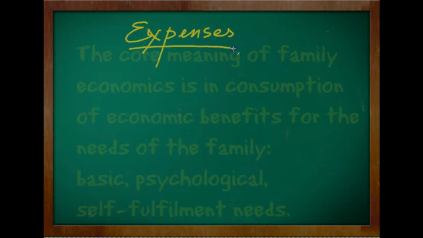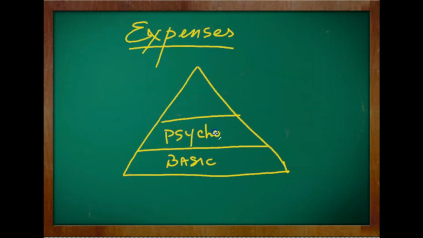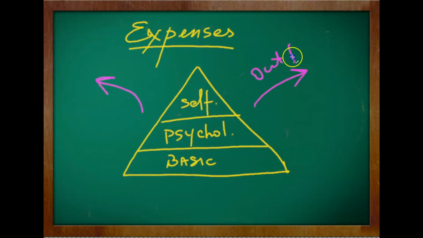The core meaning of family economics is in the consumption of economic benefits for the needs of the family. Basic needs, psychological needs, self-fulfillment needs. We shall call the consumption, the outflow, of economic benefits the expenses.